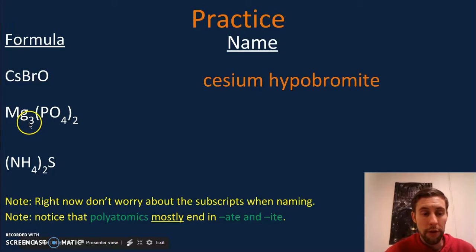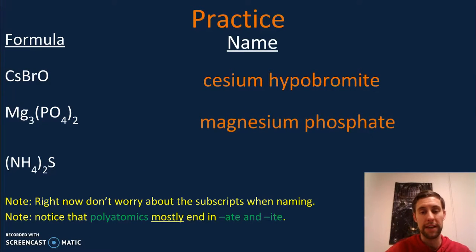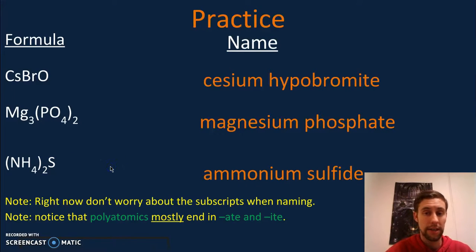Next one's Mg3(PO4)2. We don't care about the 3 here or the 2 here, but this PO4 is a whole group, so we do care. So it's going to be magnesium. Then on the back periodic table, that PO4 group is called phosphate. So the whole thing is magnesium phosphate. Last one, in parentheses, this is a positive polyatomic. It's out in front. So this NH4 group on the back is called ammonium. And then we have sulfur. But sulfur at the end does change its name. So this one's going to be ammonium sulfide as its ending.